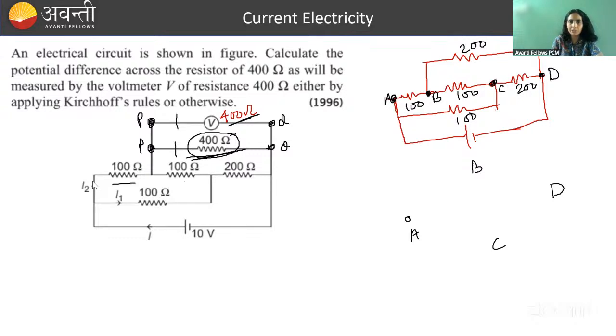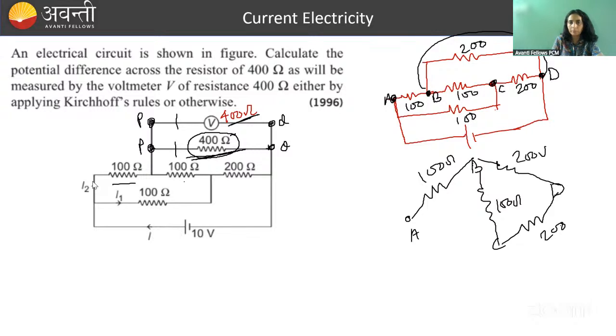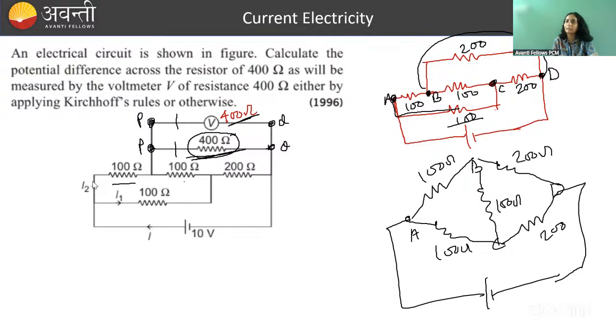Now look, between A and B we have one resistor of 100 ohm. Between B and C, we have one resistor of 100 ohm. Between C and D, we have one resistor of 200 ohm. Between B and D, this is 200, so here you write 200. And between A and C, again there is 100 ohm. Between A and D, there is a battery connected. So this is looking like a Wheatstone structure. Now check if it is balanced or not.